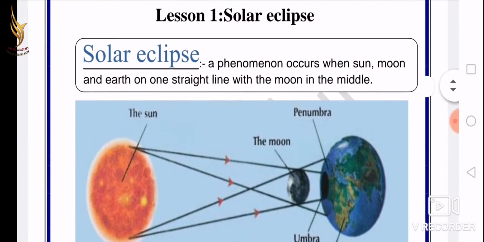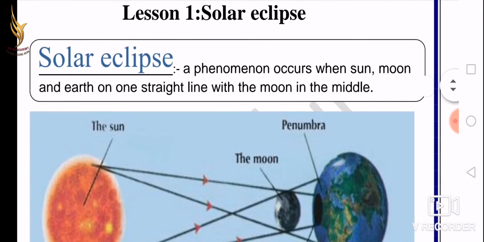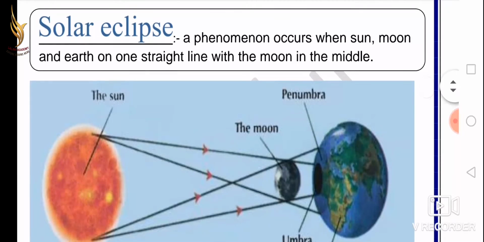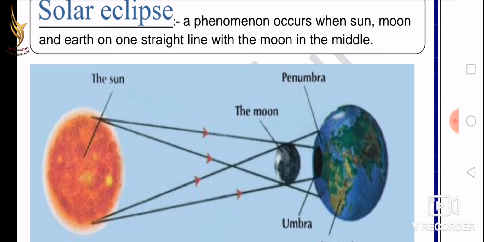So solar eclipse is a phenomenon that occurs when the sun, moon and earth are on one straight line with the moon in the middle. Again, solar eclipse means the phenomenon when sun, moon and earth are on one straight line with the moon in the middle.